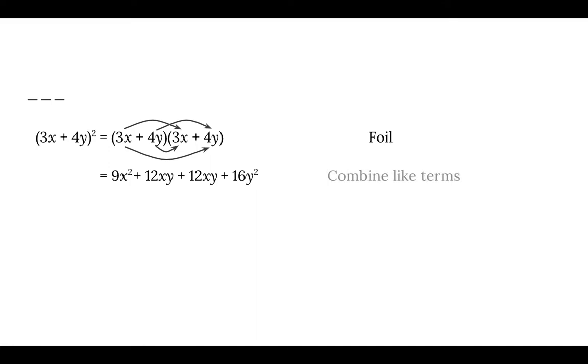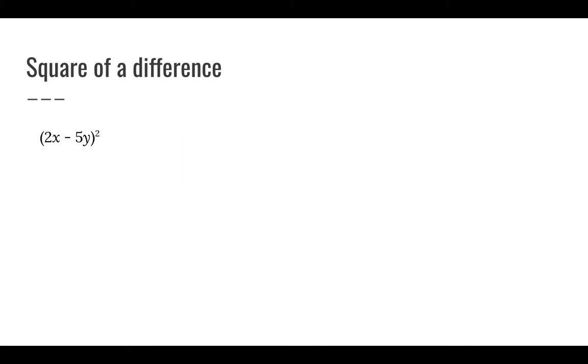And again, I have to combine like terms, so I look in the middle. I see I have xy, and I have another term that has xy. So those are my like terms. I'm going to combine those together. 12 plus 12 will give us 24, and I have a final answer, 9x squared plus 24xy plus 16y squared. So again, that's the sum of squares, or the square of sums.